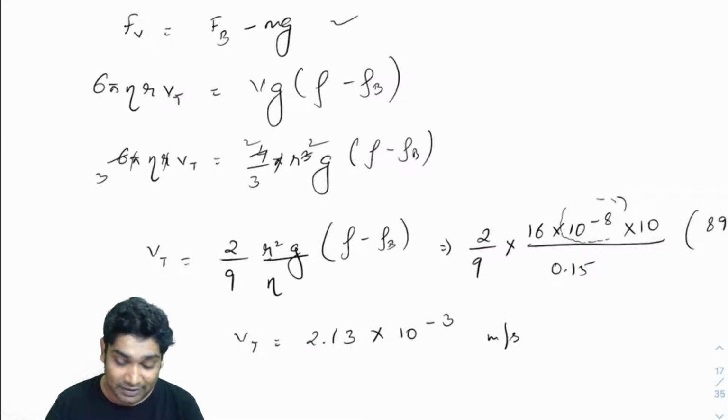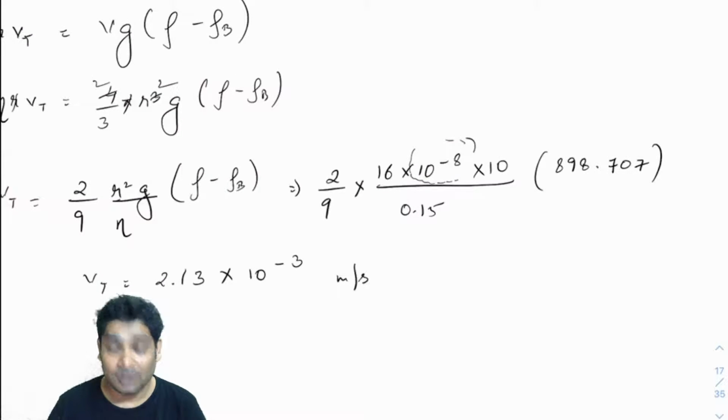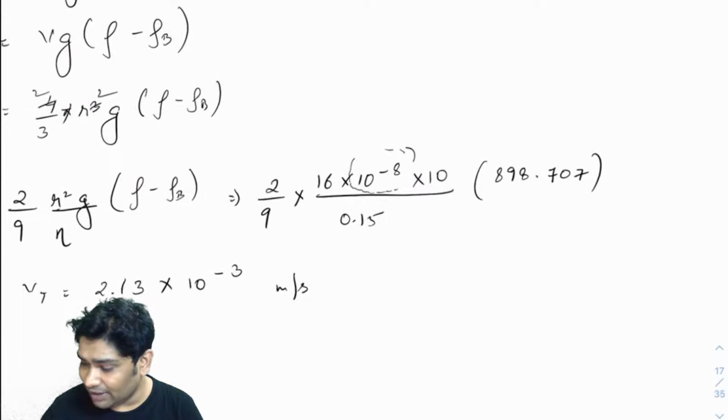Okay, so let me check the calculations again. So that's 2 into 16 into 898.707, divided by 0.15, divided by 9. Okay, so this is what I'm getting. If I leave this here, I am getting this only.